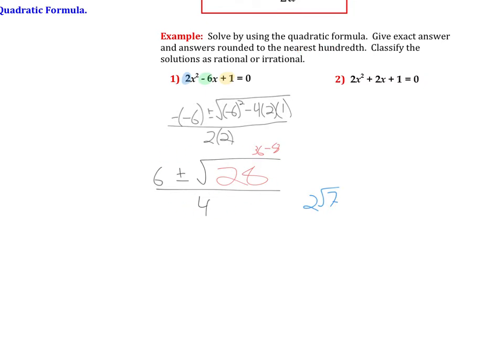Here's our exact answer. But if I wanted answers in decimal form, well, I would have to actually compute what is the square root of 28. Well, I know it's going to be 5 point something, because 5 squared is 25. So if I did the square root of 28, it would be 5 point stuff. So 6 plus 5 point stuff would be 11 point stuff. Divide that by 4. And then 6 minus 5 point stuff is just a small decimal. Divide that by 4.